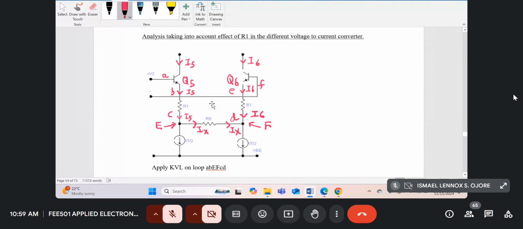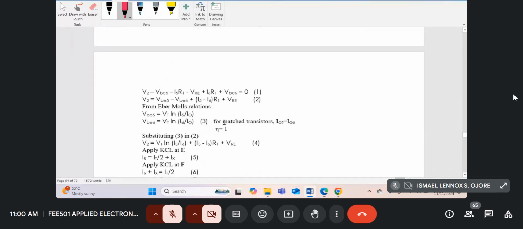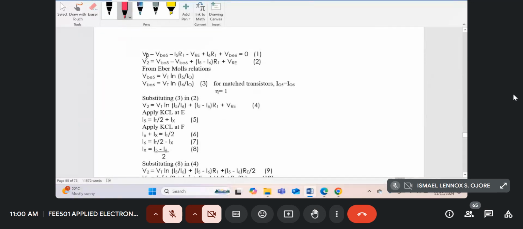So let's apply KVL to loop A, B, C, D, E, F. So I'll get the equation starting from A: V2 minus VB5 minus I5 into R1 minus IX into RE plus I6 into R1 plus VB6 should equal 0, because the bottom part of V2 is 0. So that's how I get my equation 1.